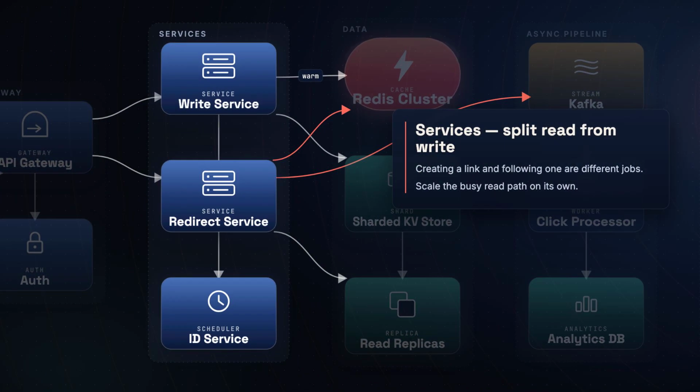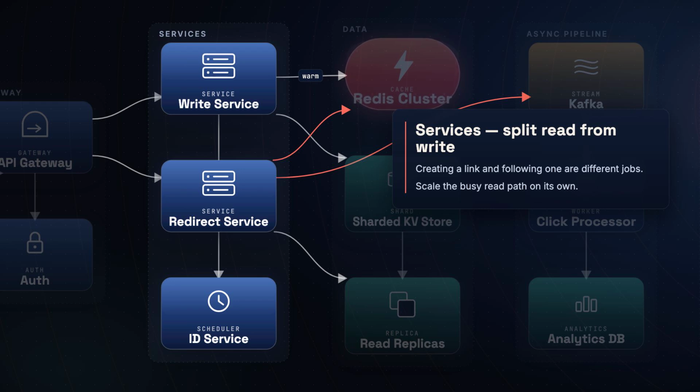Now the first real decision. Making a link and following a link look similar, but they are very different. One happens 40 times a second, the other thousands. Put them on the same servers, and one viral link slows down link creation too. So we split them, a write path and a redirect path, and scale each one on its own. For a big spike, we just add 100 redirect servers. The right side is not affected at all.